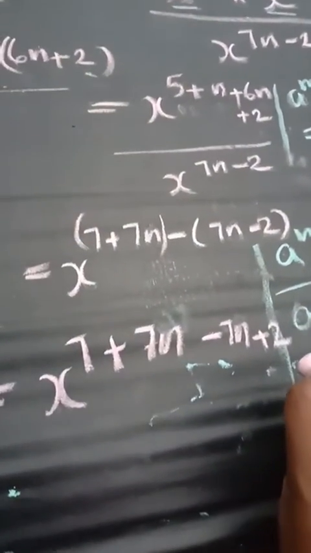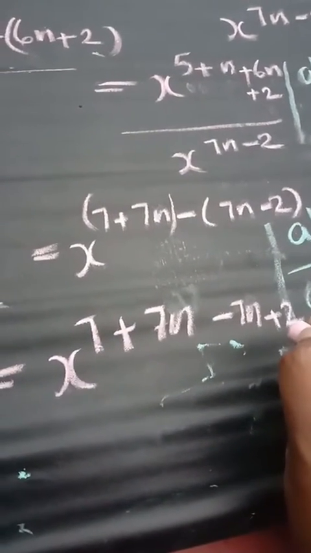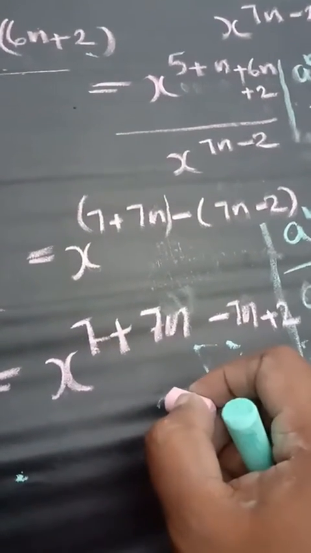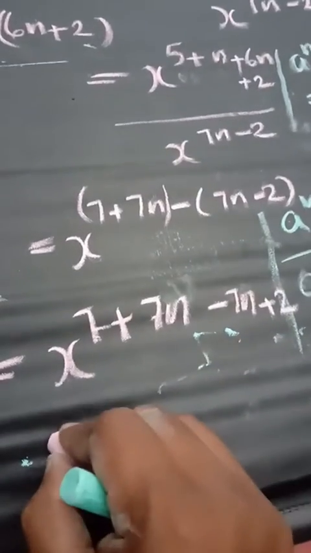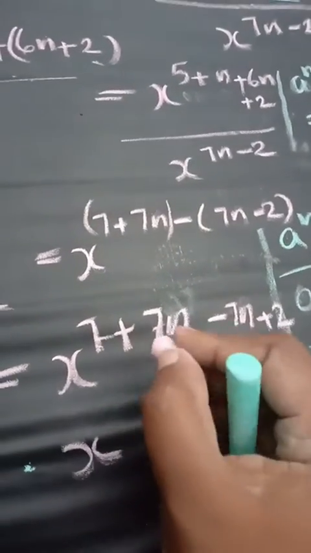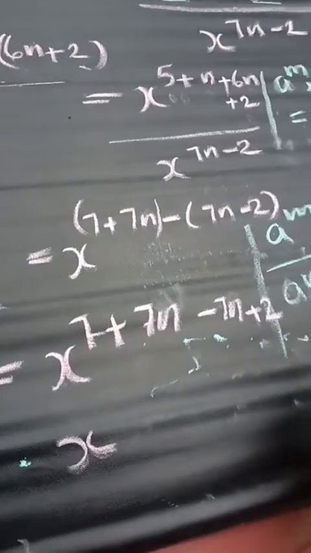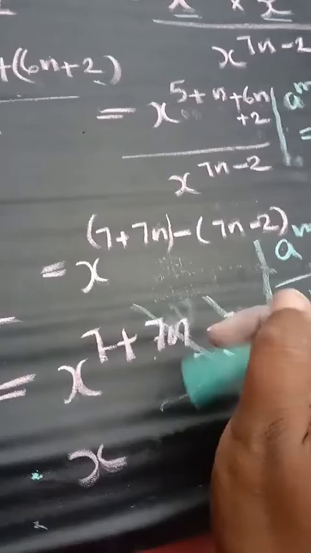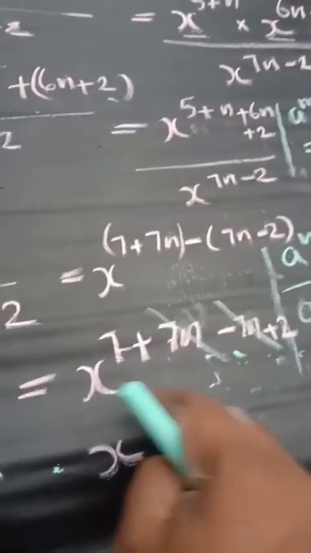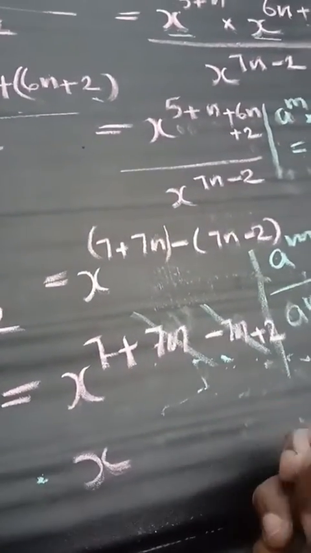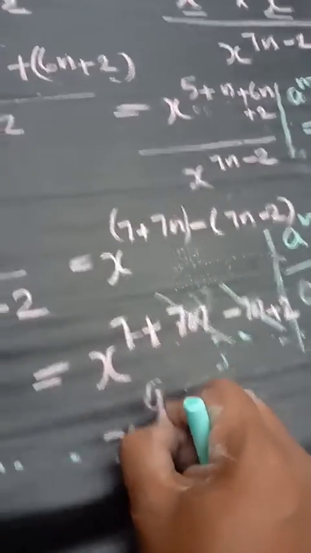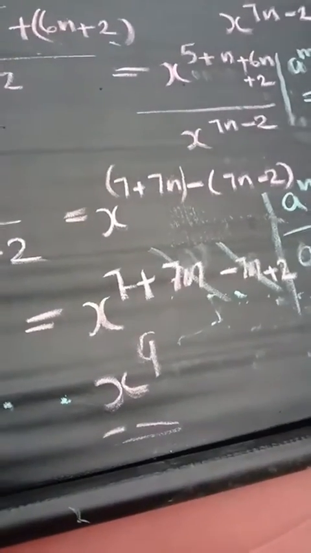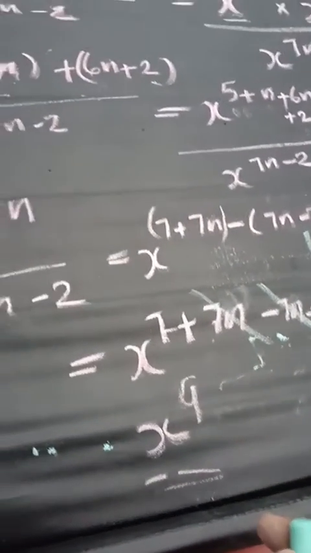Okay, minus of minus is plus 2. x raised to 7 plus x raised to 7n minus 7n plus 2, that is x raised to 7 plus 7n minus 7n plus 2. Positive 7n and negative 7n get cancelled, then only 7 plus 2. What is 7 plus 2? x raised to 9. x raised to 9 is the answer. Clear? x raised to 9. Okay.